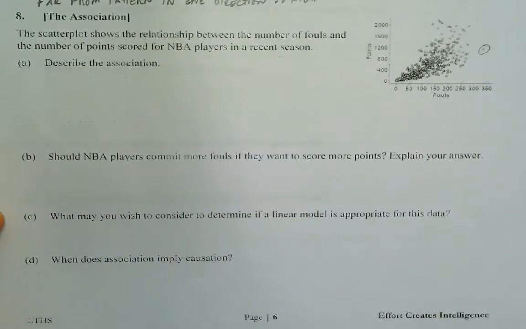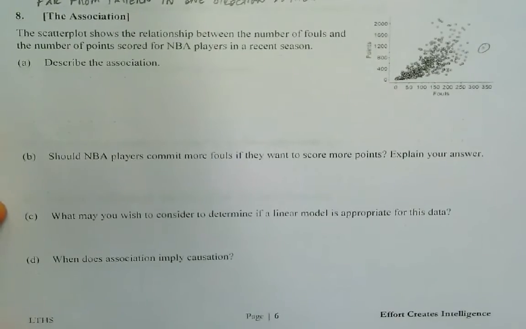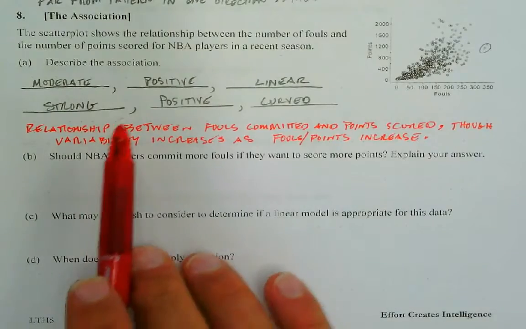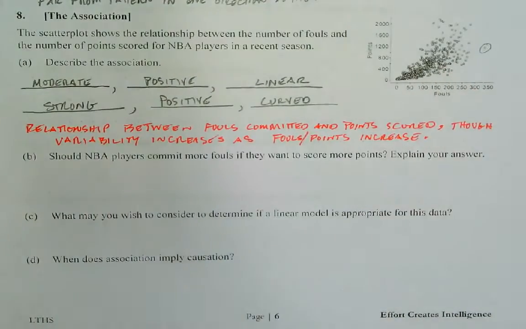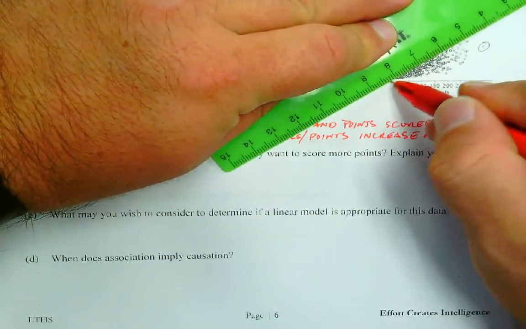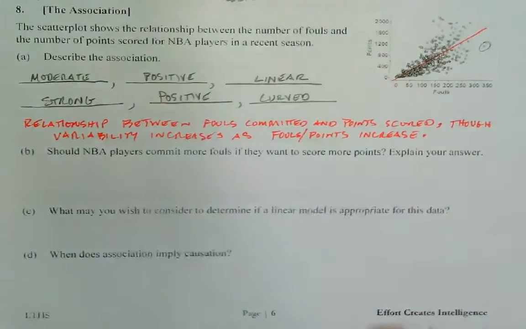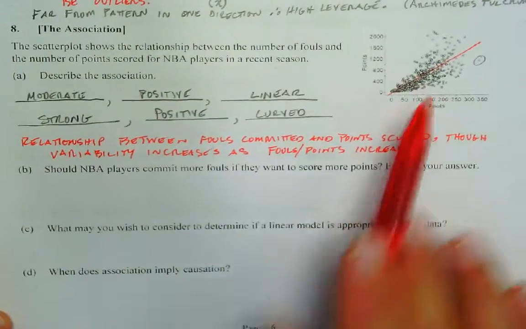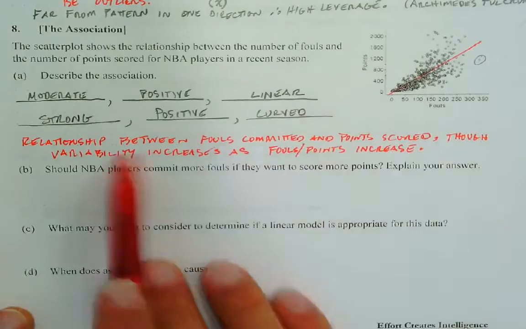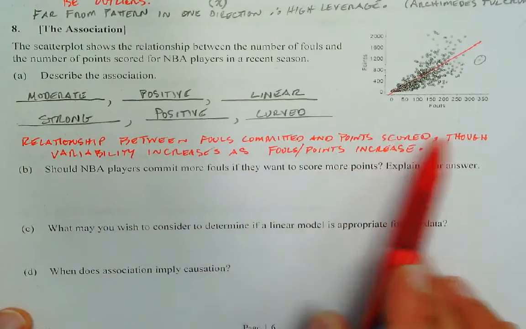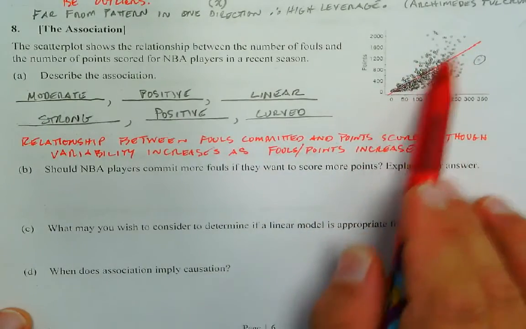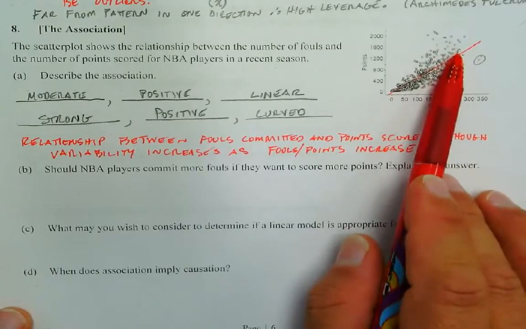So let's describe the association. Do we remember what we're supposed to say? Some might look at this and say, hey, I might be able to make a line that cuts through all my points and is pretty close. And some might say, I have a moderate, positive, linear relationship between fouls committed and points scored, though the variability increases as fouls and points increase. I see that the variability is increasing over here.